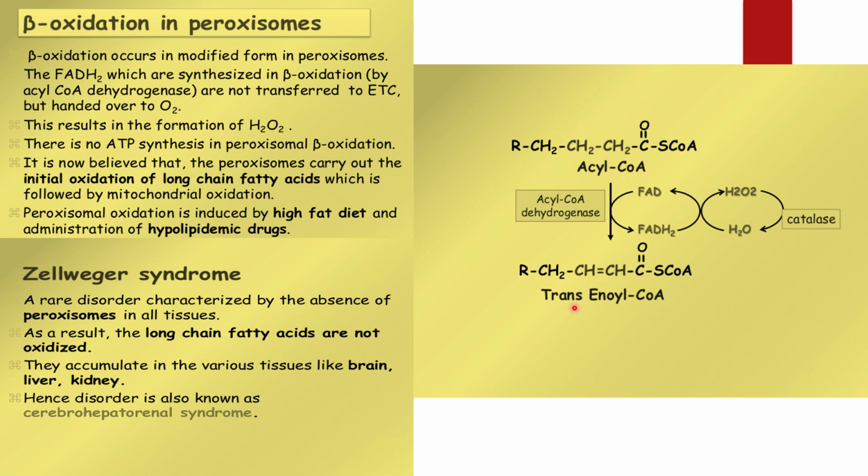Now, what is the clinical importance? Zellweger syndrome is a rare disorder characterized by the absence of peroxisomes in the tissues. As a result, the very long chain fatty acids are not able to be oxidized, and they keep accumulating in the various tissues like brain, liver, and kidneys. Hence, this disorder is known as cerebrohepatorenal syndrome. So Zellweger syndrome is associated with absence or deficiency of peroxisomes, where the long chain fatty acids are not oxidized, and they get accumulated in the brain, liver, and kidneys.